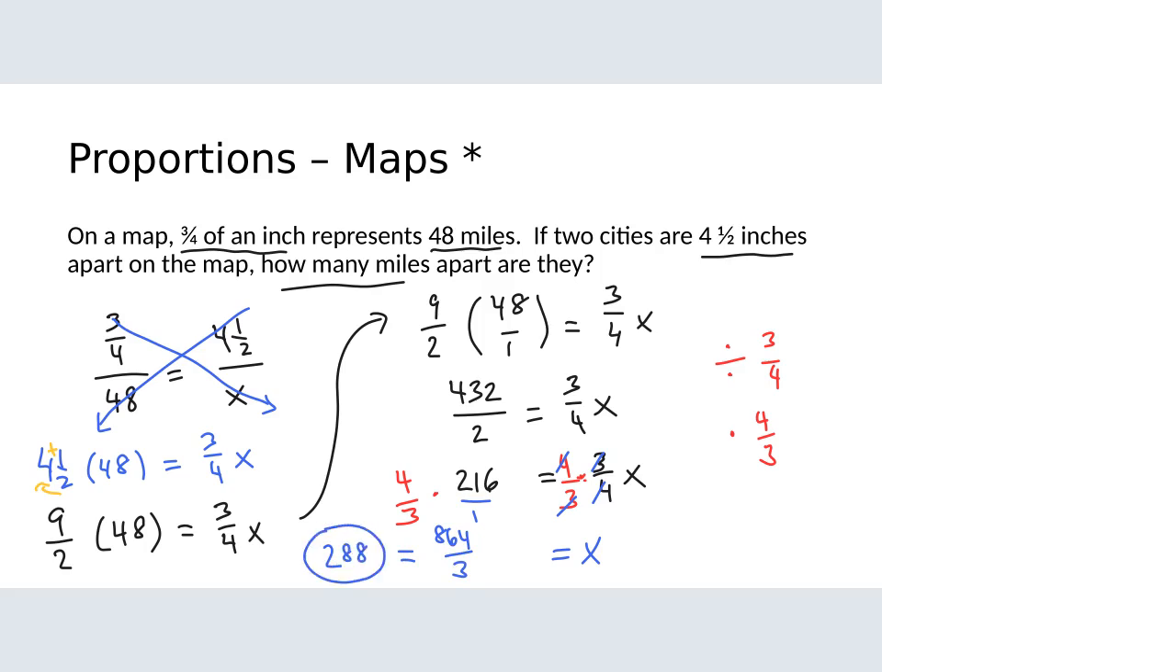And so how many miles apart are they? 288. That was our most common answer. If there's anything in there you're not sure of, you want to ask about, please don't hesitate. A lot of nice fraction reminders that we did in there.